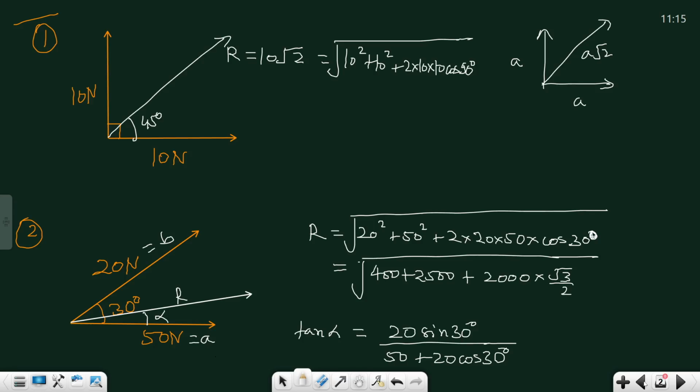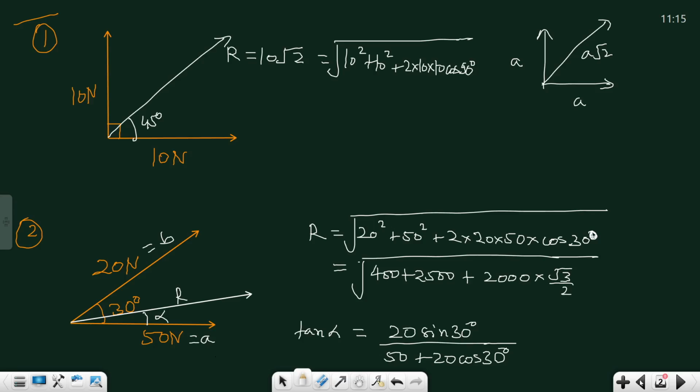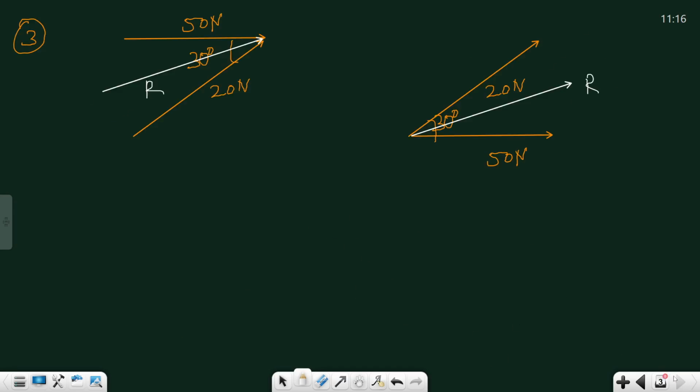Is it same as previous question? Yeah, it's same. Yes, sir. If you rearrange it in this form, you can see that this is same as question number 2. Clear? Same as question 2.